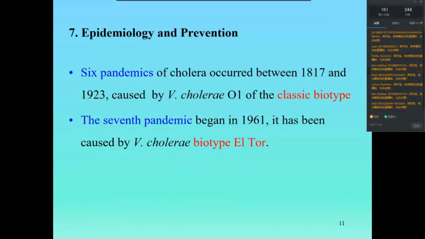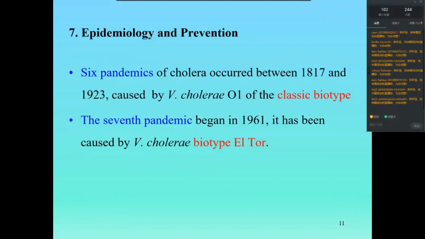For the epidemiology and prevention of Vibrio, we should learn some history here. Six pandemics of cholera happened between 1819 and 1923, so that's around 100 years. No wonder during those 6 pandemics, it killed a lot of people. For these 6 pandemics, Vibrio cholerae O1, the classic biotype, was the pathogen.